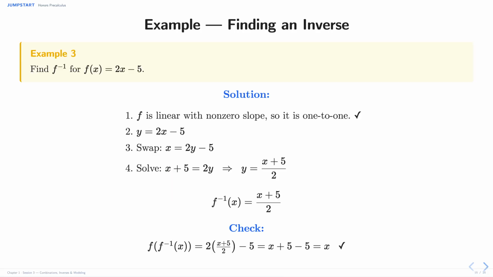Let's find an inverse with an example. Consider the function f(x) = 2x − 5. Since this is a linear function with a non-zero slope, it is 1-to-1. We start with y = 2x − 5, swap x and y to get x = 2y − 5, and then solve for y. This leads us to y = (x + 5)/2. Thus, the inverse function is f⁻¹(x) = (x + 5)/2. Finally, we can check our work by confirming that f(f⁻¹(x)) = x.